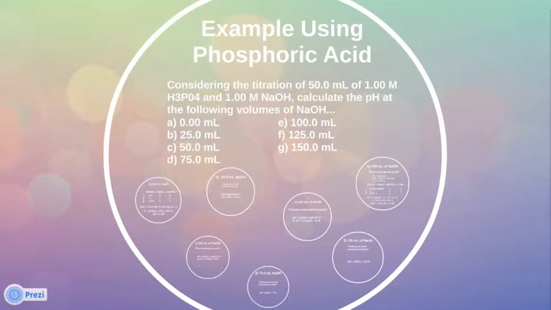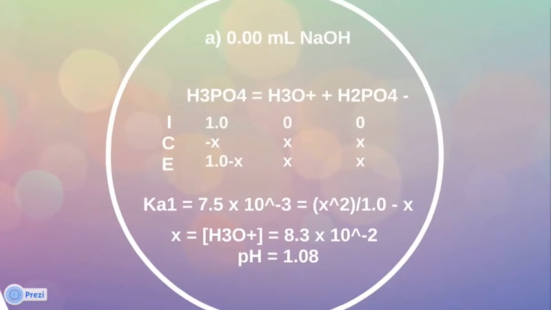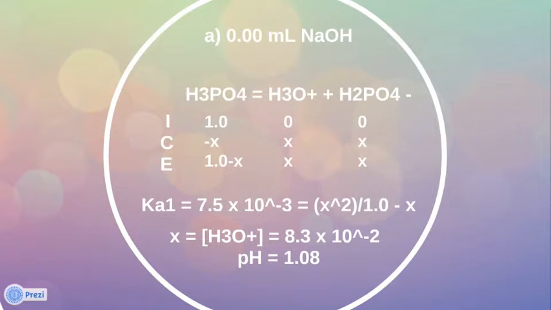Consider the titration of 50 milliliters of 1 molar H3PO4 with 1 molar NaOH. To solve this problem, set up an ice table. Then, use the Ka to solve for X, the concentration of H3O+. Take the negative log of this to get to pH.